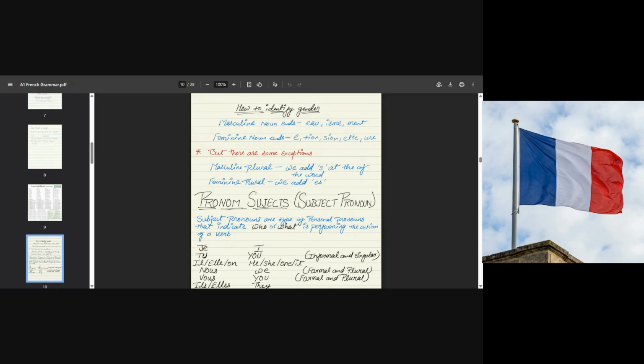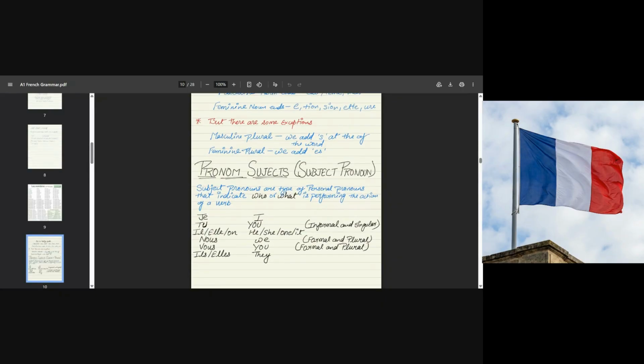Let's learn about the subject pronouns as well. As in English, we have I, you, he, she, it. So in French, je is equivalent to I in English. Whenever you want to say I, use je.